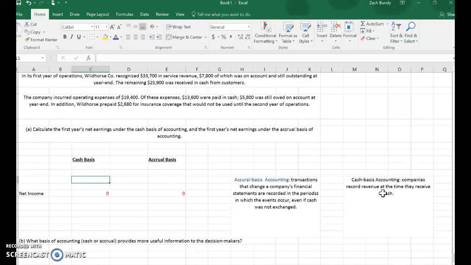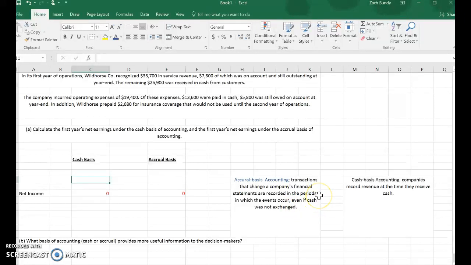So even though they might owe additional money, or it might have cost more, or they didn't use all of that expense, as long as they paid, they count it towards their accounting year. In accrual-based accounting, the transactions that change a company's financial statements are recorded in the period in which the events occur, even if cash was not exchanged. Sorry about the typo.